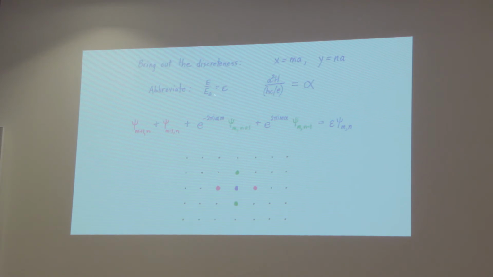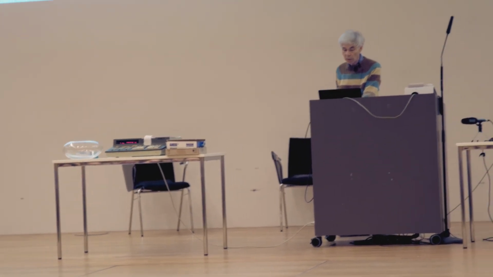And I've just made this substitution. E over E0 is a dimensionless quantity, epsilon now. And this quantity that we had before, the flux as measured in dimensionless units, is alpha. And x is ma and y is na. So that's the Schrodinger equation, but it's no longer a differential equation. It's a difference equation now.